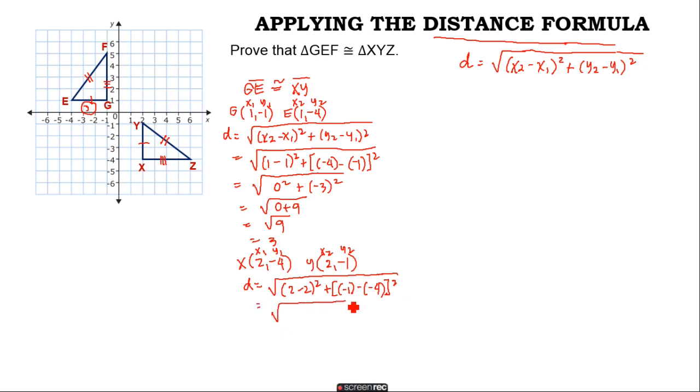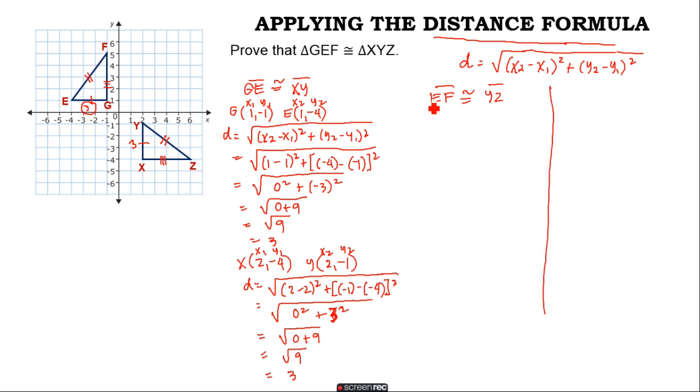That is equal to the square root of 0 squared plus negative 1 plus 4, which will become positive 3, squared. So 0 squared is 0, plus 3 squared is 9. That will be equal to the square root of 9, which is 3. So we have found out that this is also equal to 3. Therefore, we are correct that GE is congruent to side XY. Now do this for all the sides. You need to also prove that EF is congruent to YZ, and the last side, line segment GF, is congruent to line segment XZ.